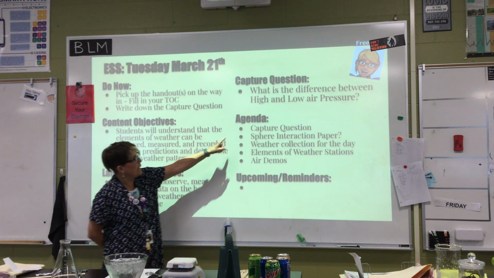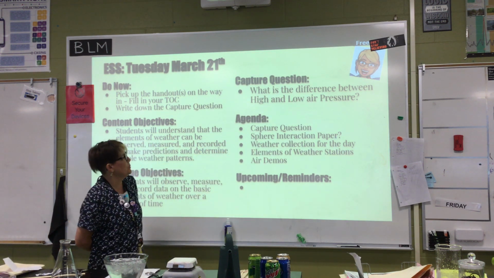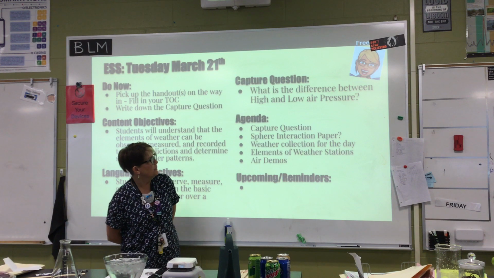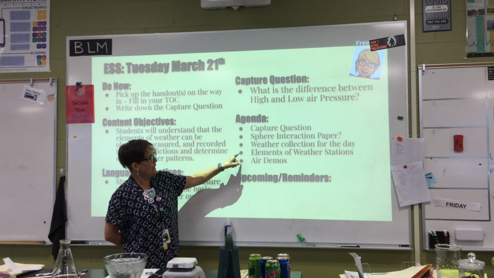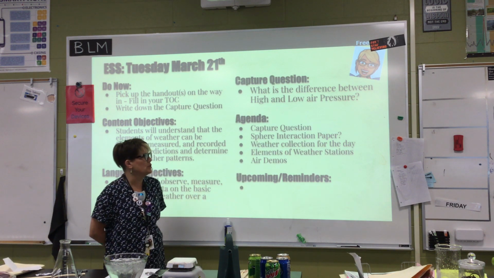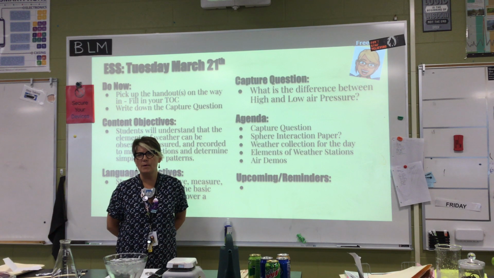Today, we're going to do our capture question. I want to remind you, if you've not handed in your sphere interaction paper yet, I would like to get that from you. And we're going to do our weather collection for the day. We're going to gently touch on elements of weather stations, which we did yesterday. And then we're going to do some air demos.